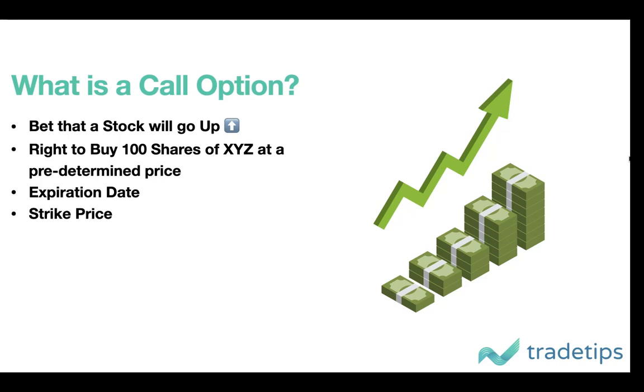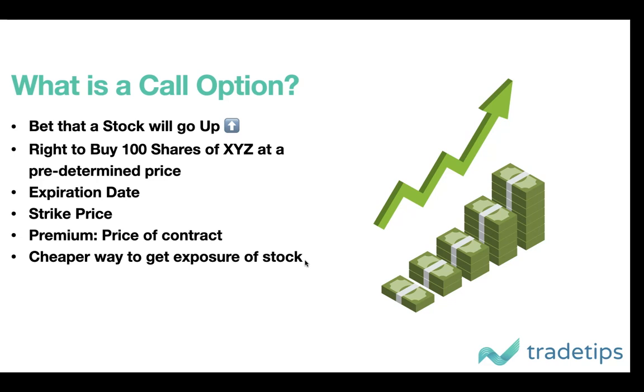The strike price refers to that predetermined price where you're allowed to buy 100 shares. And when we talk about the premium, that refers to the price of the contract itself. There's a lot of moving parts to describe why the price of the contract changes, and that's exactly what we'll be breaking down today as well.